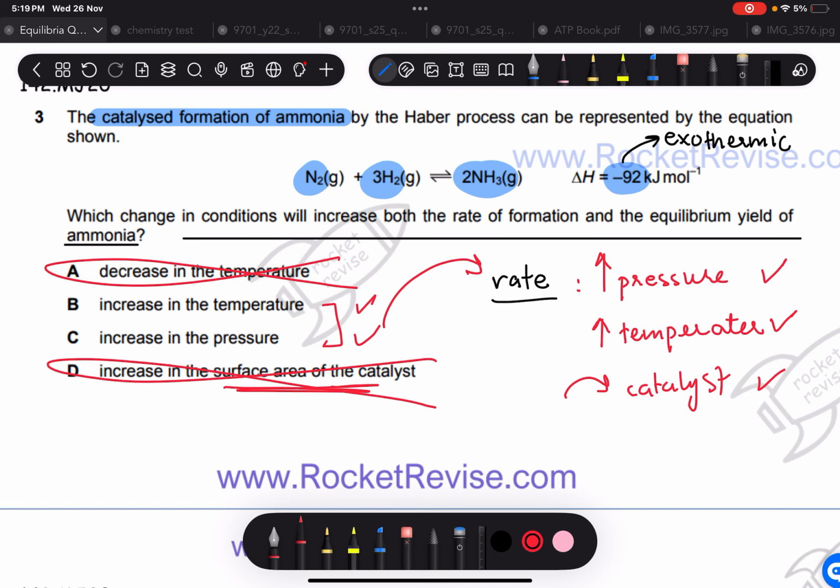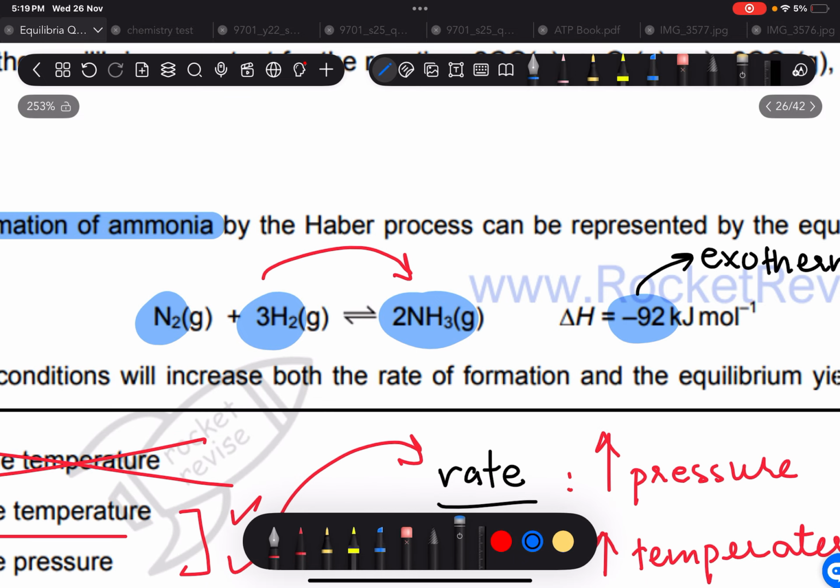Now we have to check, will increase in temperature move the equilibrium yield towards the right, because we need more of the ammonia. So if we increase the temperature, what's going to happen? Now look, what Le Chatelier's principle states is that whatever we do to the equilibrium, it tries to reverse it. It tries to undo it. So if we increase the temperature, the equilibrium will try to reduce it.